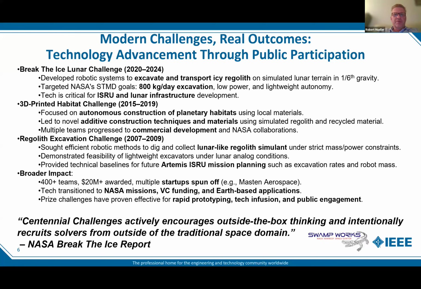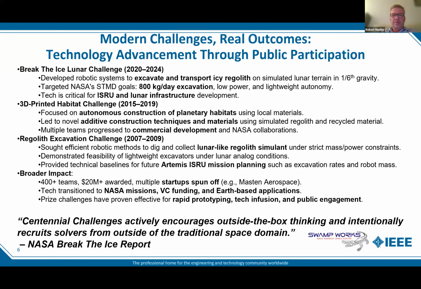So the broader impact of the Centennial Challenges program is that we have $20 million awarded. Startups have come out of this. For example, Masten Aerospace was a result of the initial lunar lander challenge, vertical takeoff, vertical landing. And so there is a good history of innovation and getting incubation funding for these young companies that are trying to do innovative new technologies.